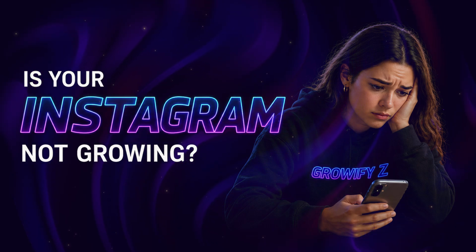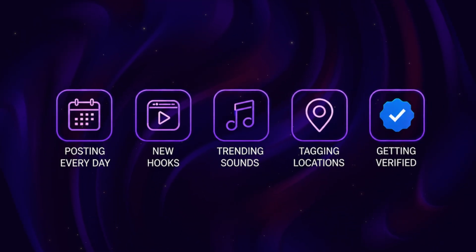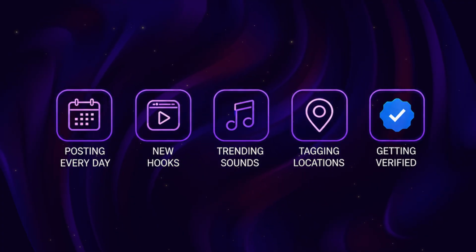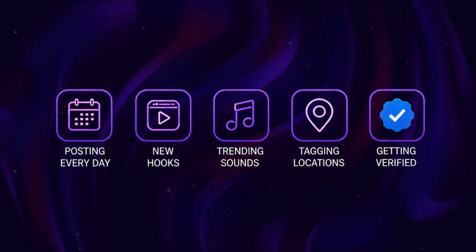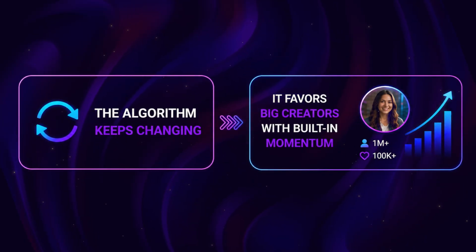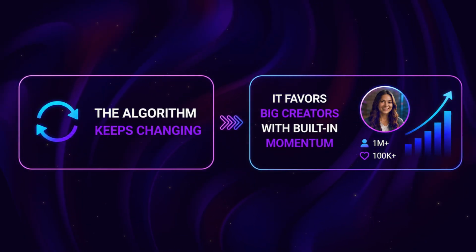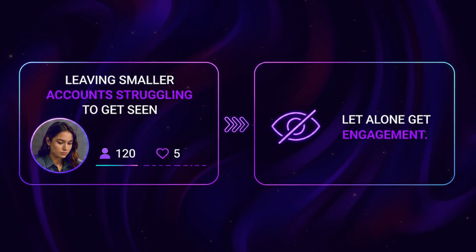Is your Instagram not growing? Same follower count for months, maybe even years? You've tried posting every day, new hooks, trial reels, trending sounds, tagging locations, even getting verified, and nothing really works. Here's the truth. The algorithm keeps changing, and it favors big creators with built-in momentum, leaving smaller accounts struggling to get seen, let alone get engagement.